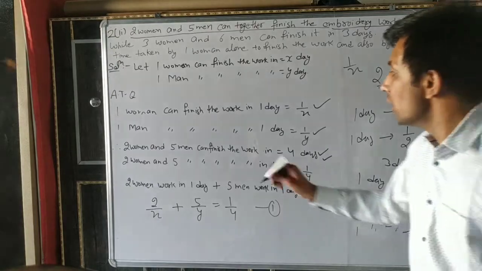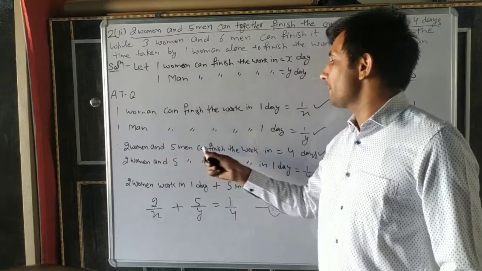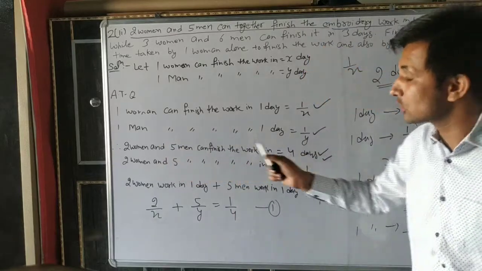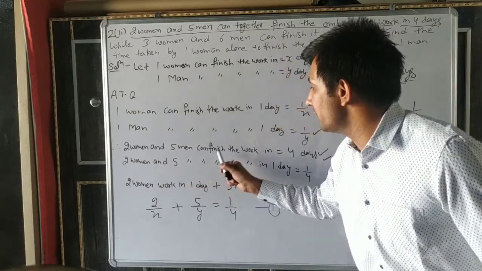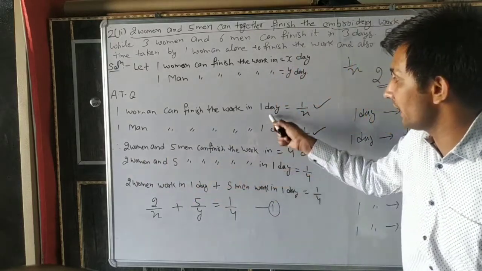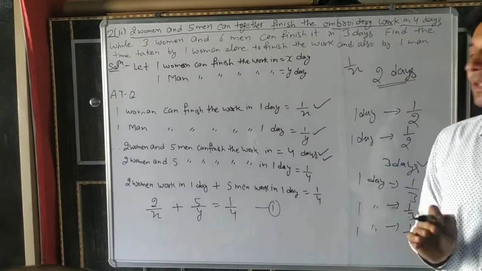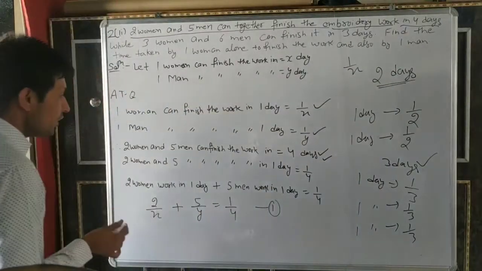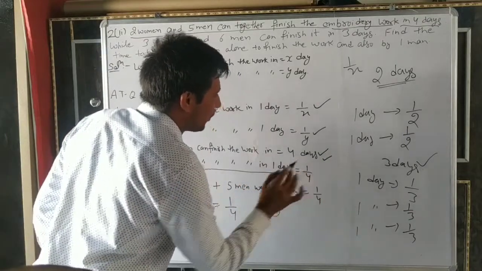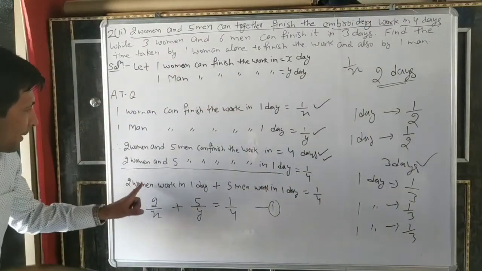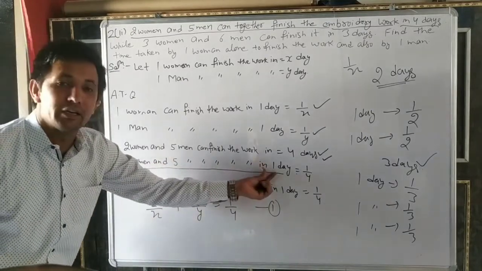1/3. Same as it is, 2 women and 5 men can finish a work in 4 days. So same as it is, 2 women and 5 men can finish the work in 1 day, how many? 1/4 part. Now we observe that total work of 2 women and 5 men in 1 day is equal to 1/4. So 2 women and 5 men, how much work? It is in 1 day.